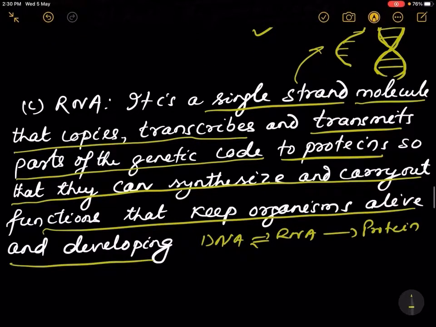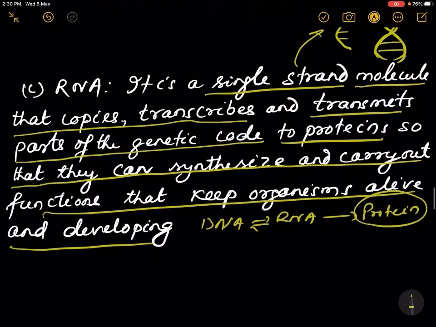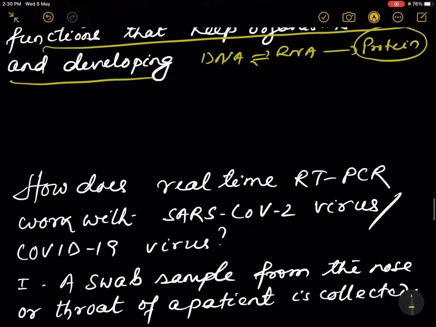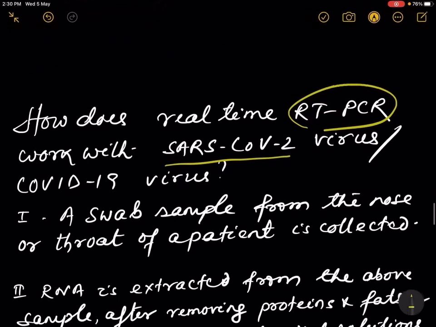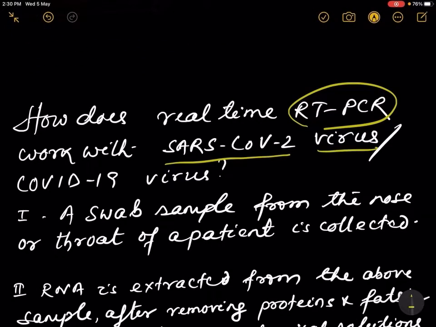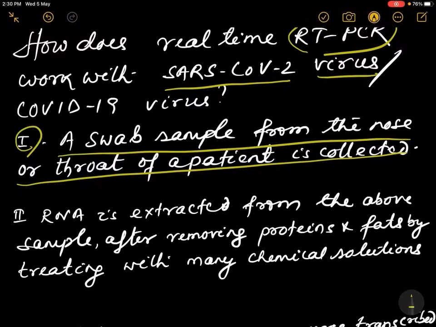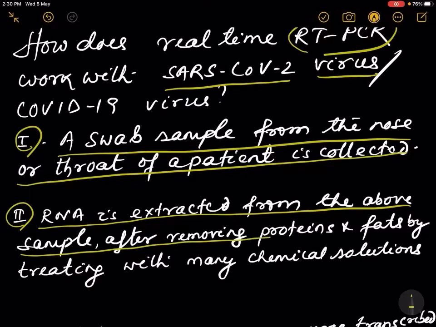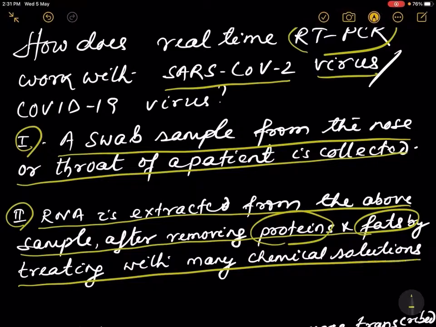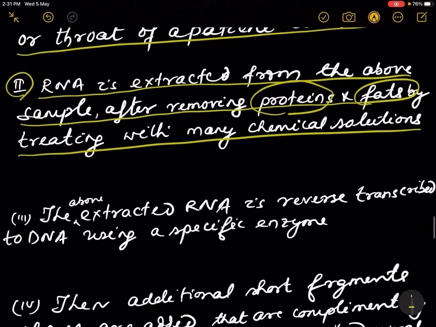How does real-time RT-PCR work with SARS-CoV-2, a virus? First step: a swab sample from the nose or throat of a patient is collected. In step 2, RNA is extracted from the above sample after removing proteins and fats by treating with many chemicals. The extracted RNA is reverse transcribed to DNA.